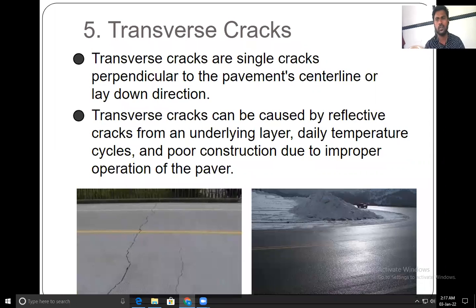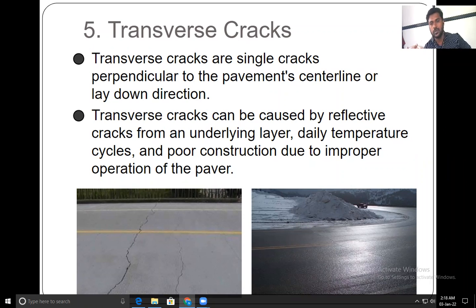Then the transverse crack. A crack along the direction of the road, with the center line, is longitudinal. If it is across the road, then it is called a transverse crack. According to the position or location, cracks are named. Transverse cracks are single cracks perpendicular to the pavement center line or the lay down direction. Whatever the direction of the traffic, it will be perpendicular to that direction, so they are named transverse cracks.